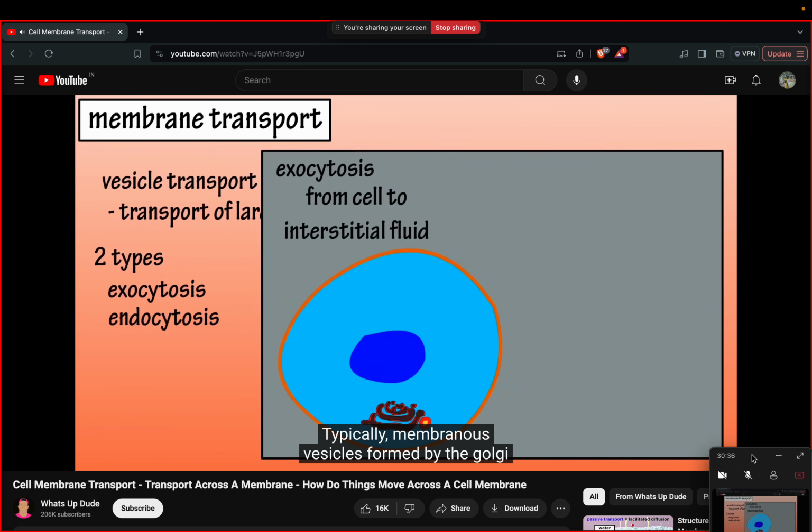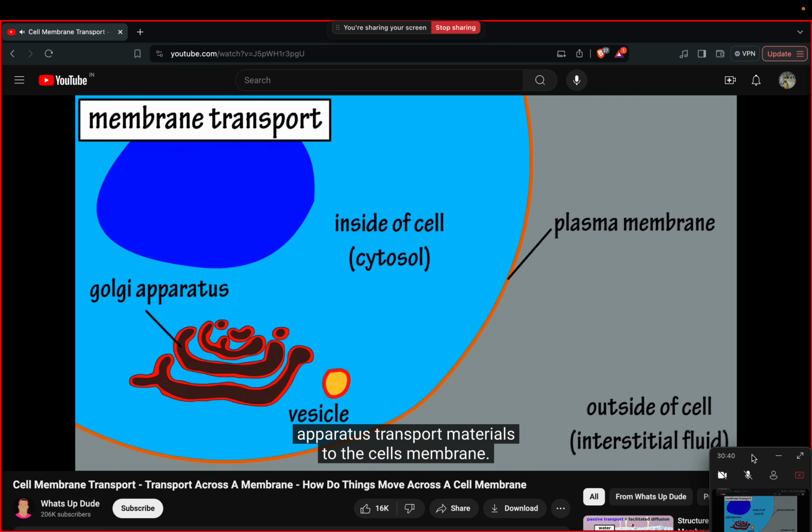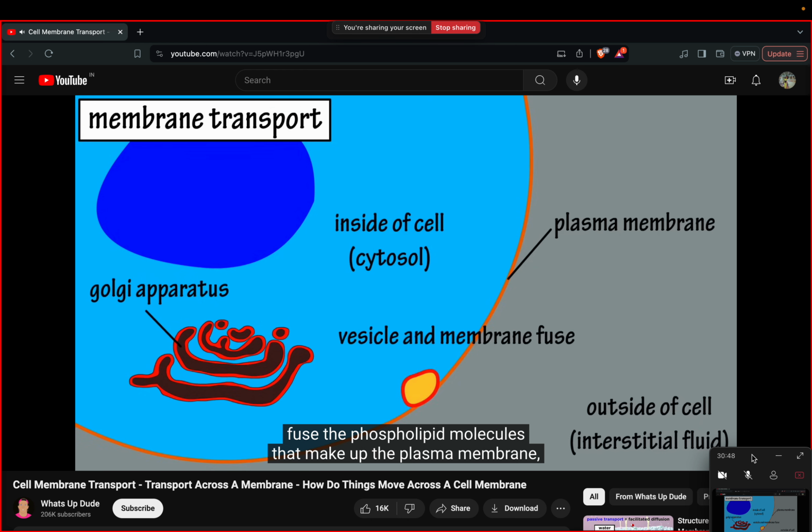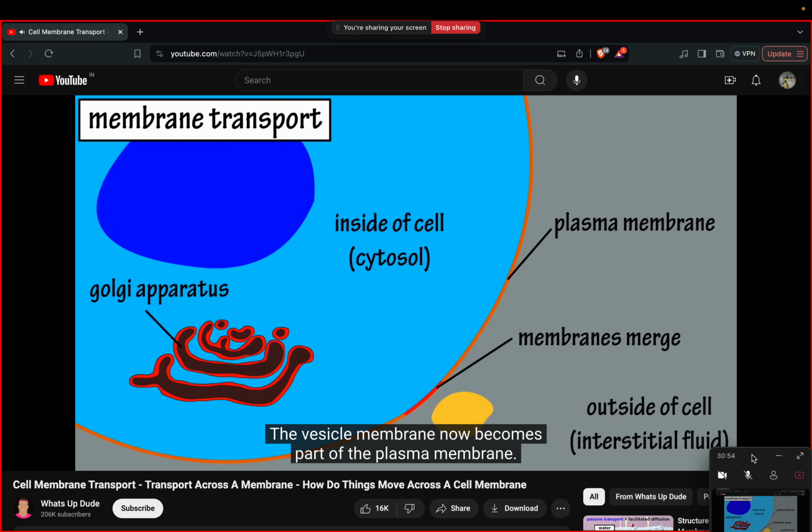Typically, membranous vesicles, formed by the Golgi apparatus, transport materials to the cell's membrane. At the membrane, the phospholipid molecules that make up the vesicle fuse with the phospholipid molecules that make up the plasma membrane, and the contents of the vesicle are released outside of the cell. The vesicle membrane now becomes part of the plasma membrane.